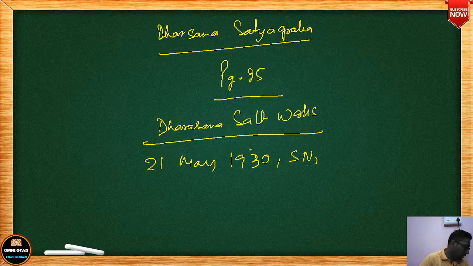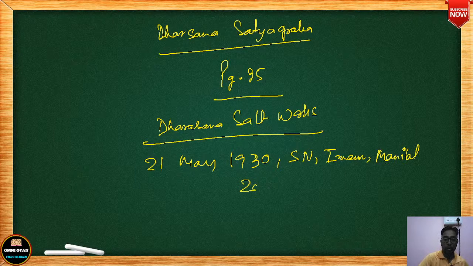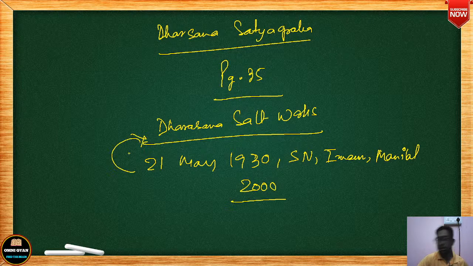So what happened is that on 21st May 1930, Sarojini Naidu, then Imam Sahib, Gandhiji's friend in South Africa, and even Gandhiji's son Manilal Gandhi, along with 2000 more followers, went to this Dharasana salt works.